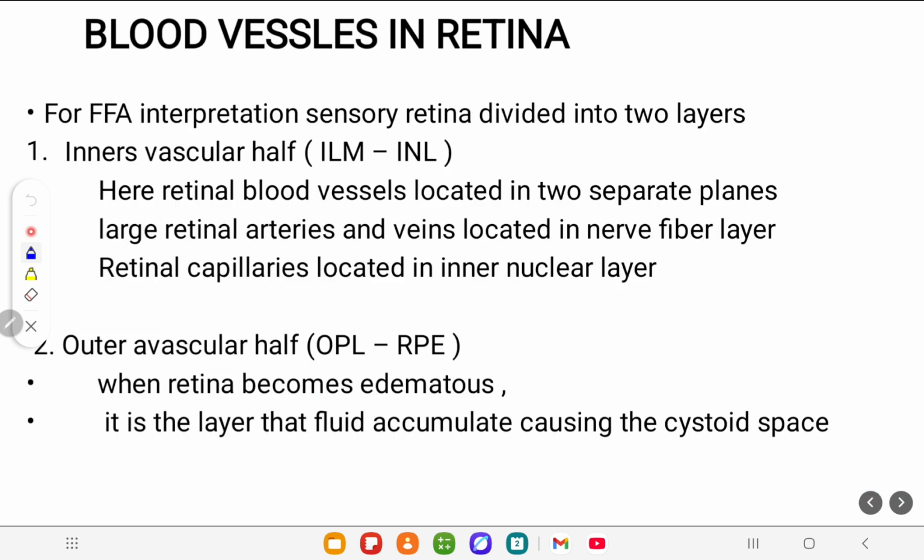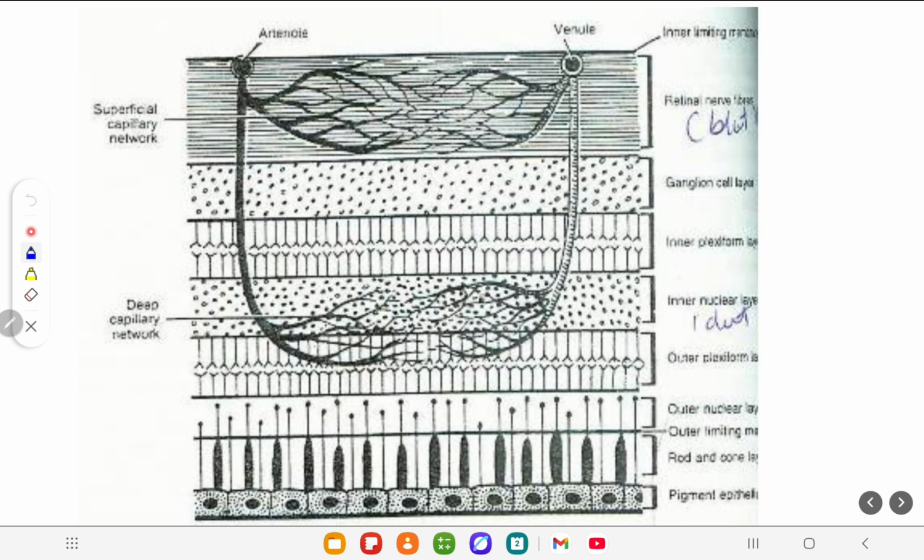Another thing is blood vessels in the retina. Grossly, for FFA interpretation, the sensory retina is divided into two layers: the inner vascular half and the outer avascular half. I think you know it. The inner vascular half is from the internal limiting membrane to the inner nuclear layer. The retinal blood vessels are located in two separate panels. This is the picture, two separate panels.